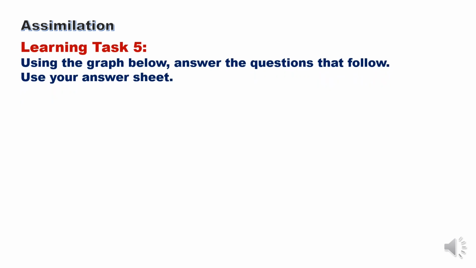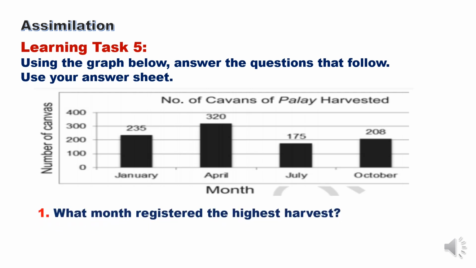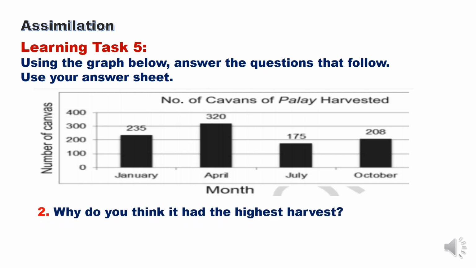For learning task 5, using the graph below, answer the questions that follow. Use your answer sheet. Number 1. What month registered the highest harvest? April. How about number 2? Why do you think it had the highest harvest?